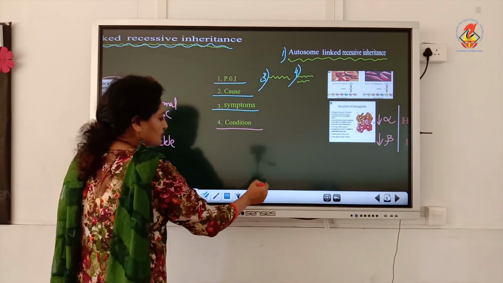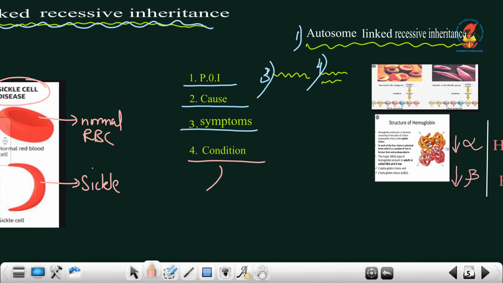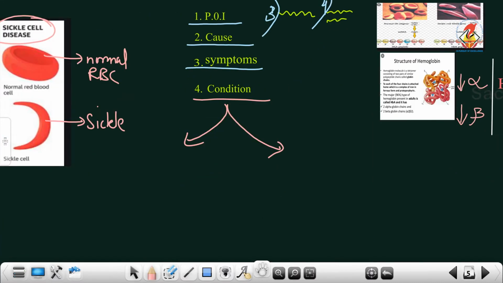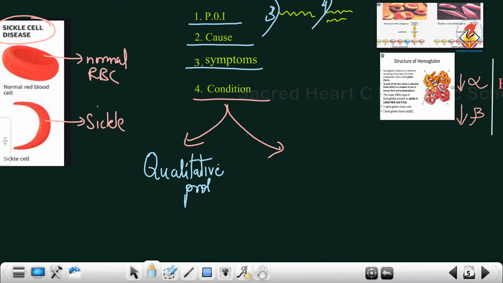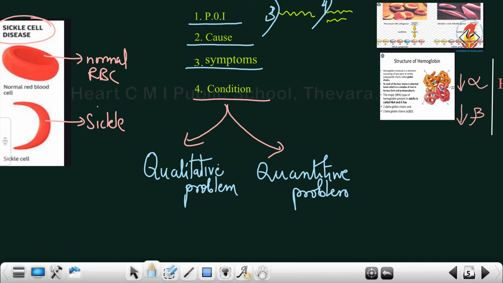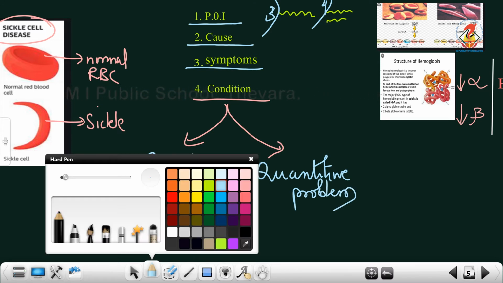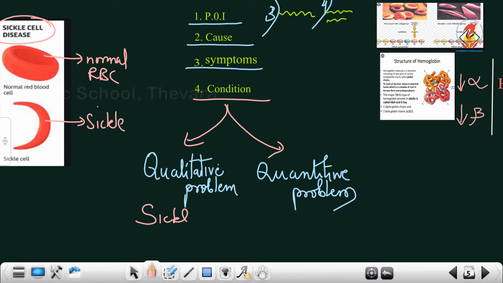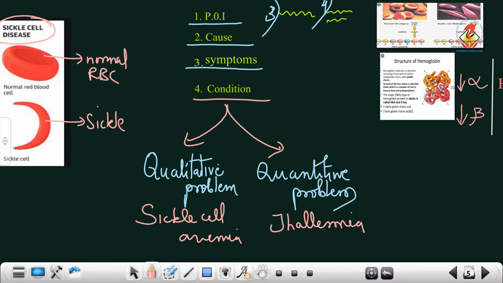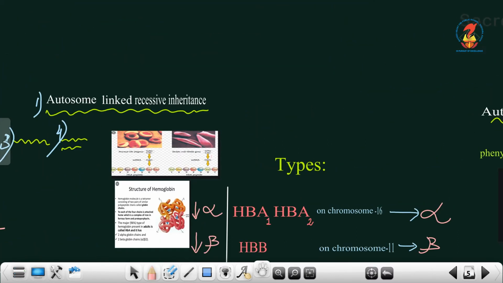Now we are going to analyze both. The difference comes here. I'm going to bifurcate it to show the difference. One is a qualitative problem, and the other is a quantitative problem. So which is a qualitative problem? Sickle cell anemia is a qualitative problem and the quantitative problem is thalassemia. So let's analyze these two. Now let's deal with sickle cell anemia.